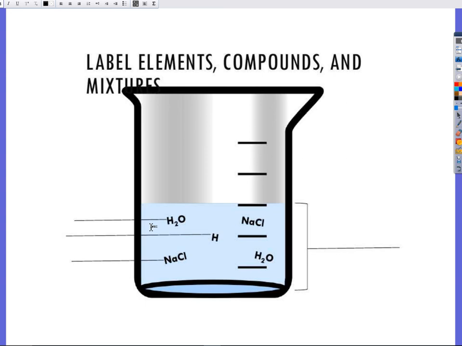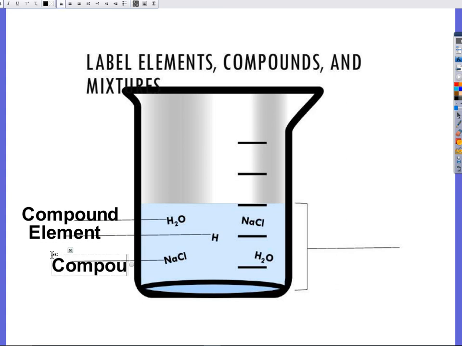Okay, if we have H2O, your way to tell if it's an element, compound, or mixture is: 1. How many elements are there? There's 2 capital letters, which would tell us that it's a compound. The next one we have just H. If there's only 1 capital letter, it is only an element. The next one you have NaCl. You have 2 capital letters, that makes it a compound.